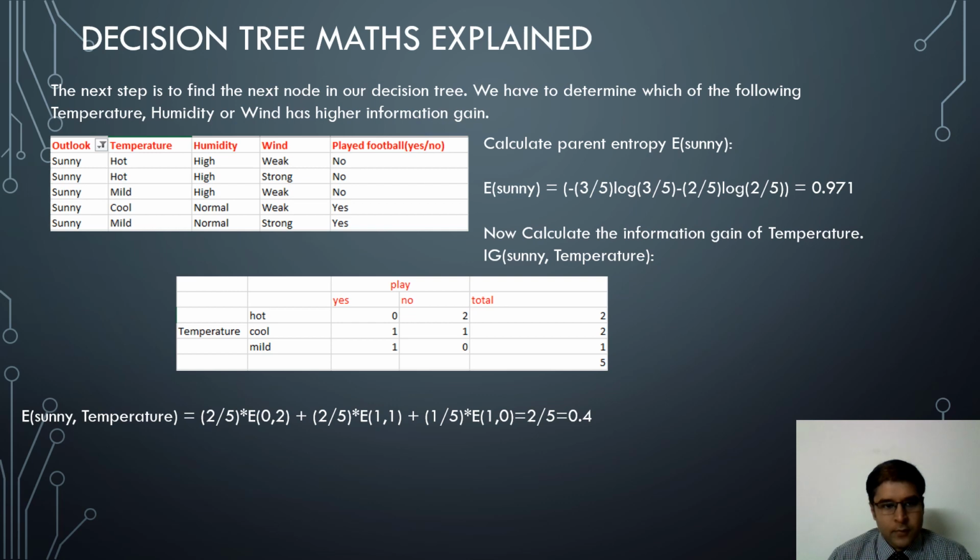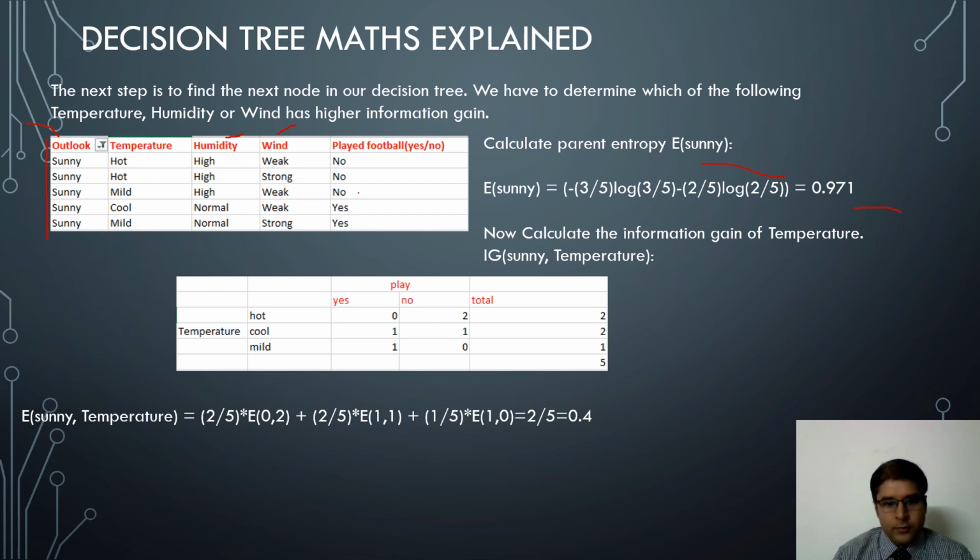So in the same way, the next step is to find the next node in our decision tree. We have to determine which of the following, temperature, humidity or wind, has the higher information gain. So for Outlook being sunny, we will take the case first. The parent entropy of E(sunny) will be 3 no's and 2 yes. So minus 3/5 log 3/5 minus 2/5 log 2/5, that is 0.971. Now we calculate the information gain of temperature, and after that we'll calculate for humidity and then wind for the Outlook being sunny case.